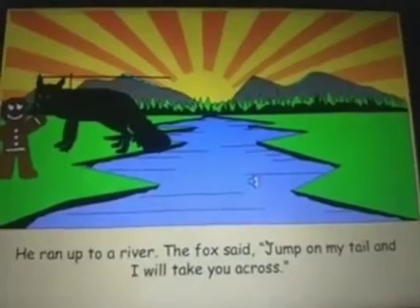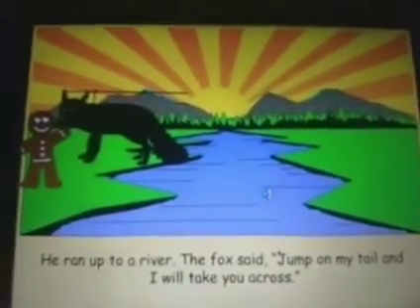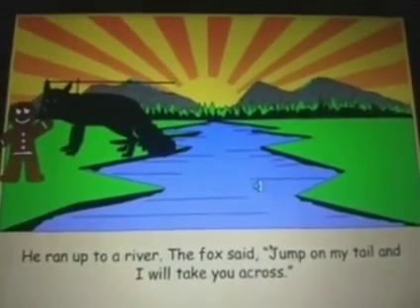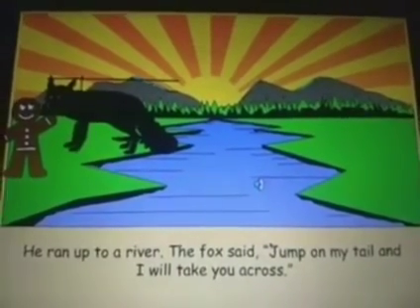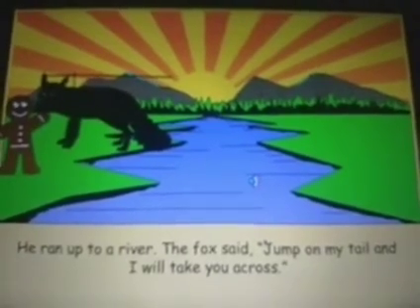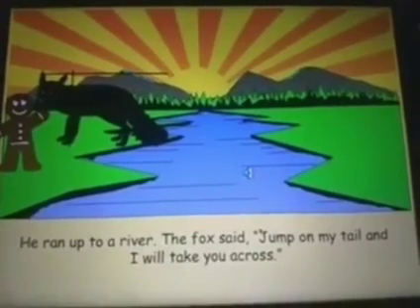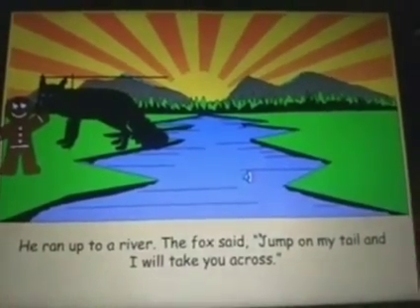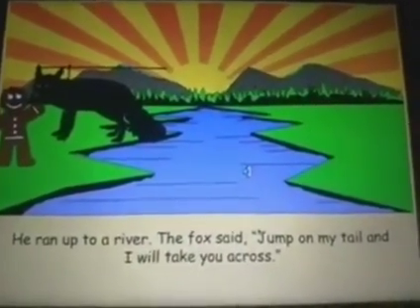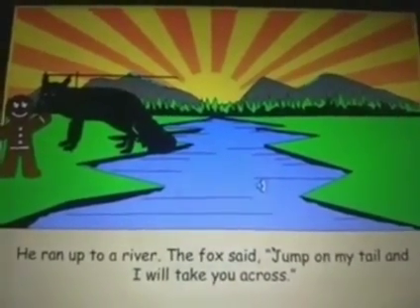And the fox was so cunning, he wanted to actually eat the gingerbread man, not help him. He made the gingerbread man feel that he's helping him to cross the river, but actually he was making his way to his stomach. First he made the gingerbread man sit on his tail, then on his back, then on his head, and finally on his nose, and then into his mouth. So this way, that was the end of the gingerbread man.